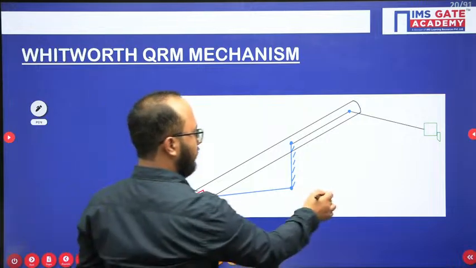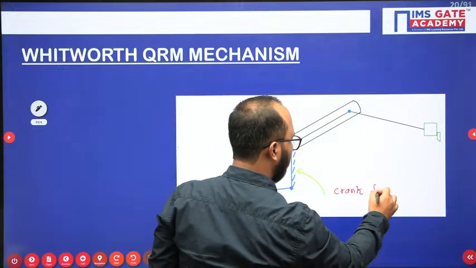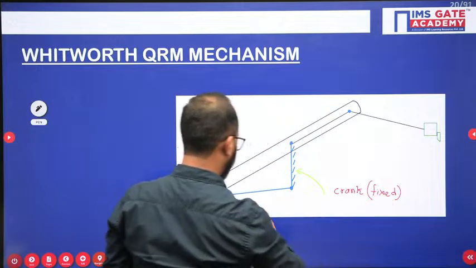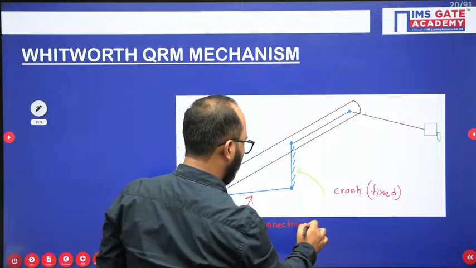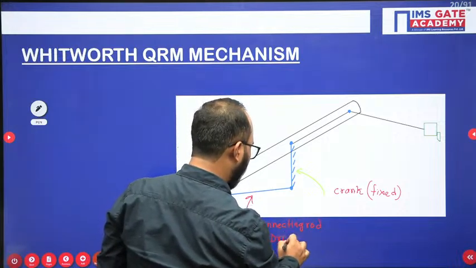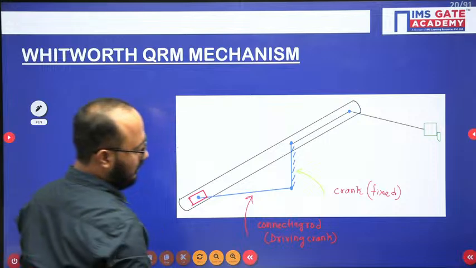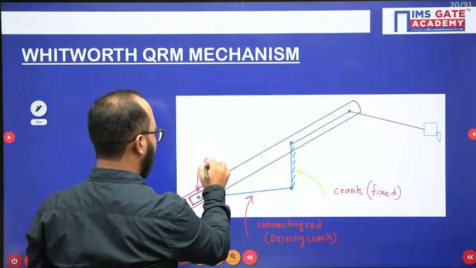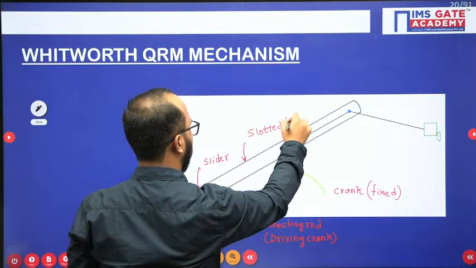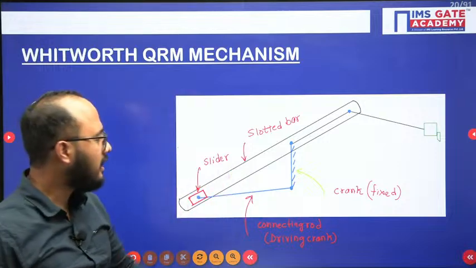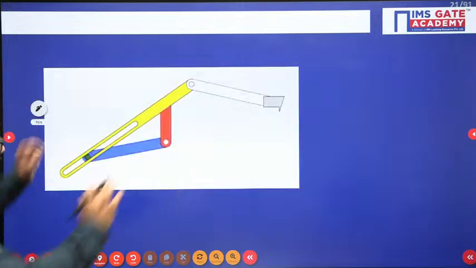Here, in this case, this is our crank which is fixed. This is our connecting rod, which is known as the driving crank. Again, this is our slider which is sliding on the slotted bar. This is the slotted bar. Now the slotted bar is also under rotation and this driving crank is also under rotation. So, rotation, you will see here.